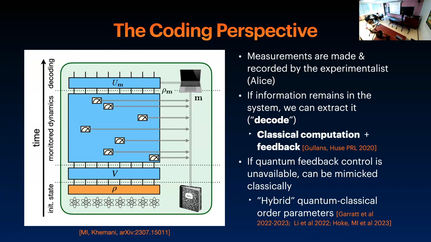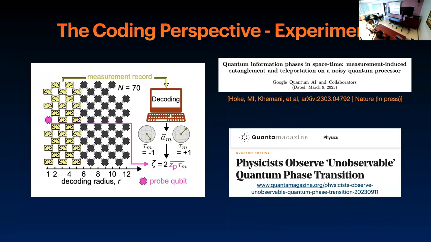Good. So yeah, even if we can't do this quantum feedback, we could do this classical post-processing, and this has been done. There's been a few experiments, but this recent one that I collaborated with the Google team on their 70-qubit quantum processor, we're able to see some signatures of this phase transition by using this kind of trick, a quantum-classical order parameter.